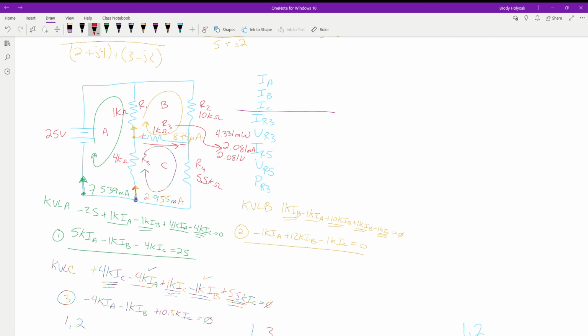Now we go to R5. We have current from A coming down. We have current from C going up. Which one's going to win out? Current A. So we're going to have current going this direction, giving us positive to negative polarity. And what's the value of that current? 4.584 milliamps. And our voltage?